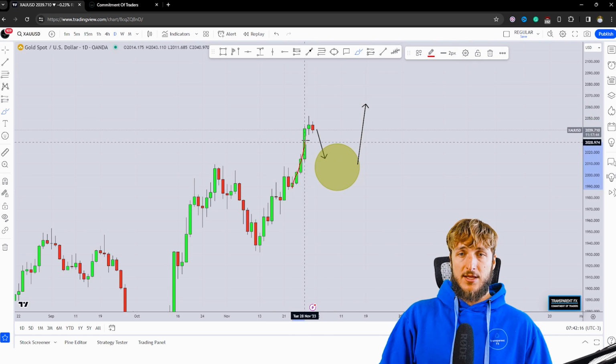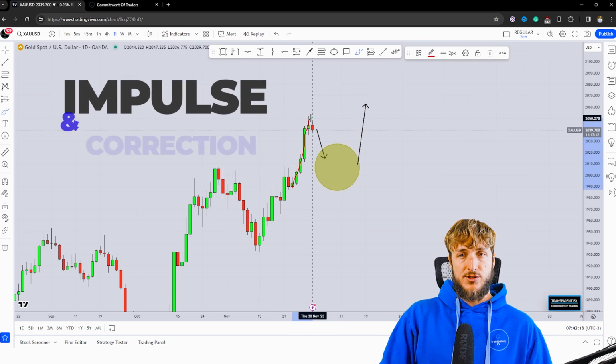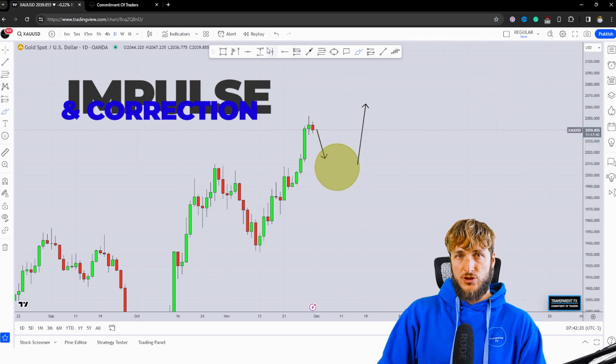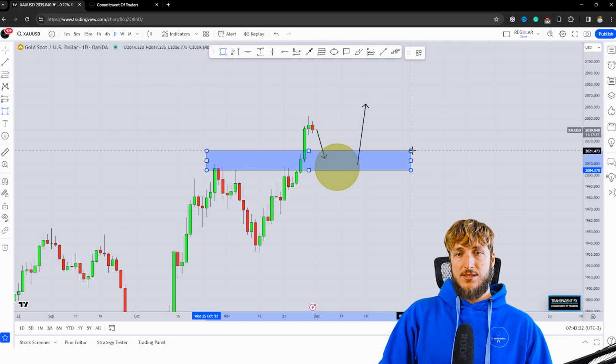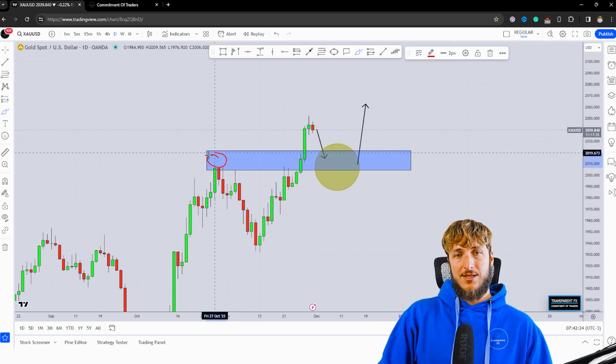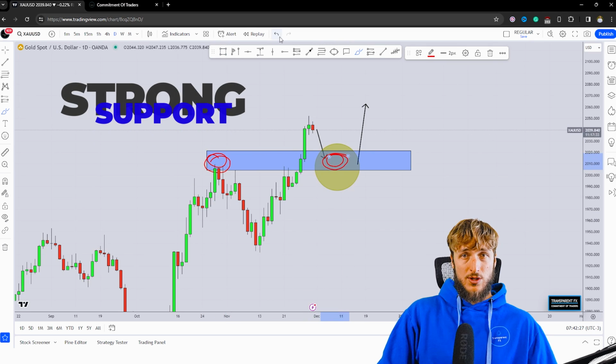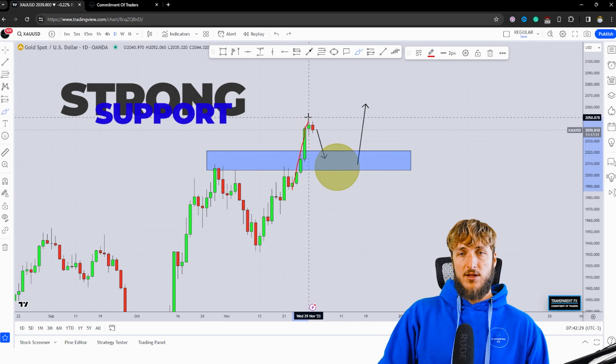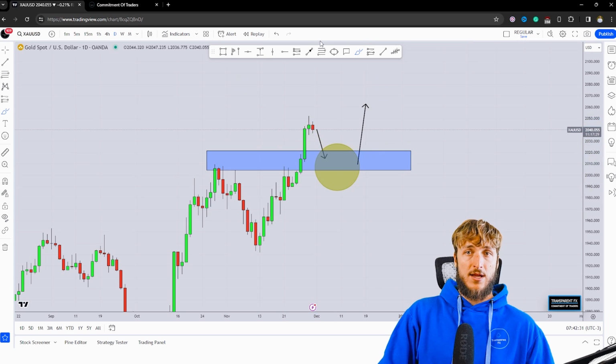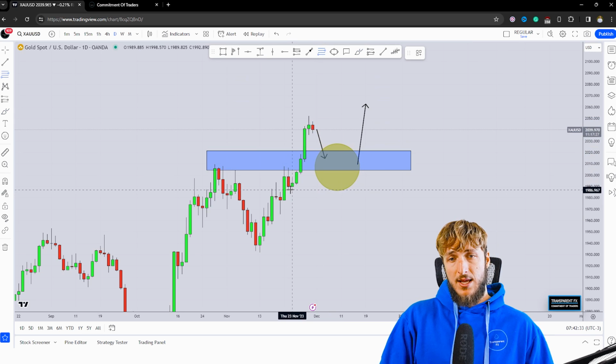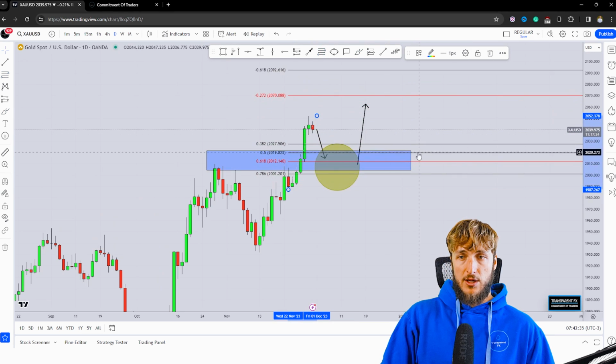Because from a daily perspective, we can notice how we now have a clear impulse to the upside and the start of a correction. And if we look at the structure, we can see how at this level we have previous daily resistance, which is now turned support. And we can also notice how we have a clear impulse, and as the market is correcting, we can measure that correction by taking our Fibonacci from the low to the high of the impulse leg.